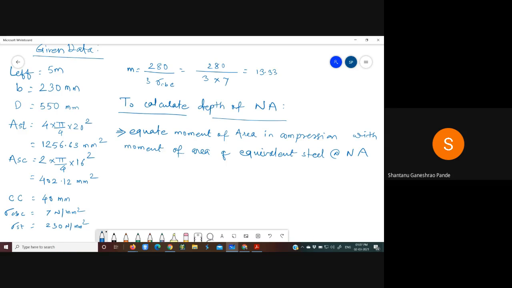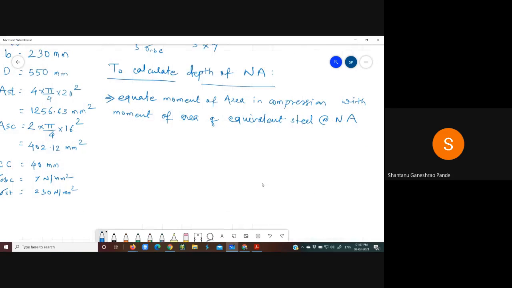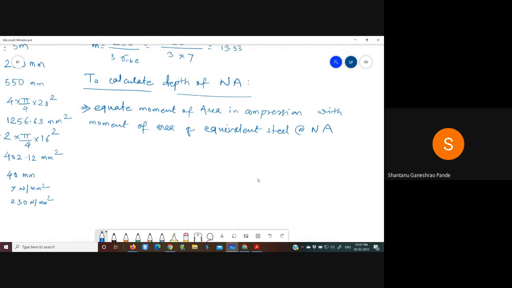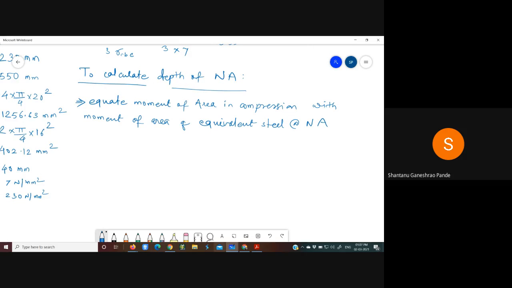If you are comfortable with this, then you need not mug up the things. You have to just remember that you have to equate moment of area in compression with moment of area of equivalent steel about the neutral axis. This is to be done for what? To calculate depth of neutral axis. So for the sake of understanding, I will draw this cross section for you here.